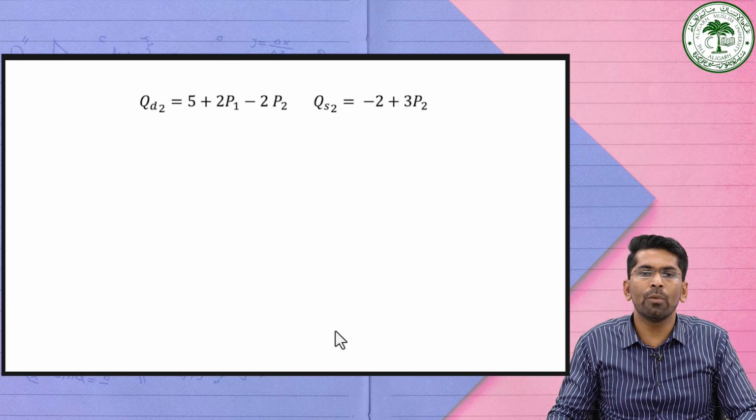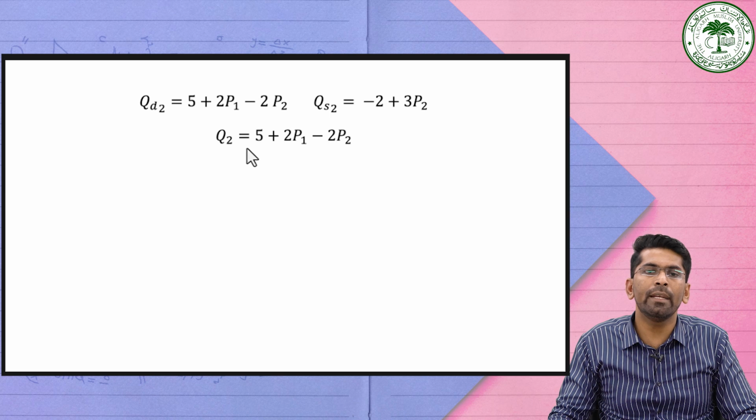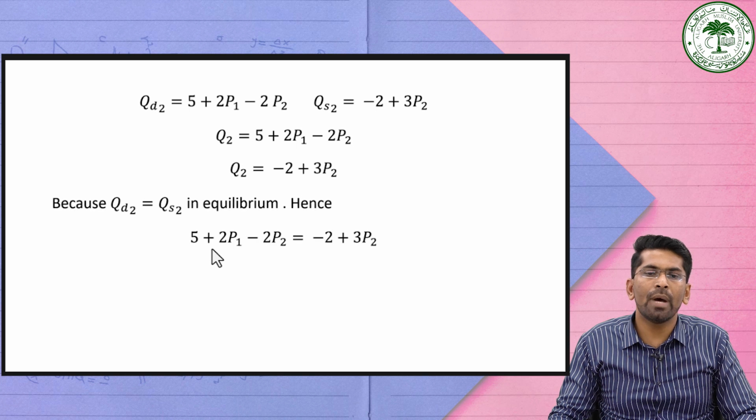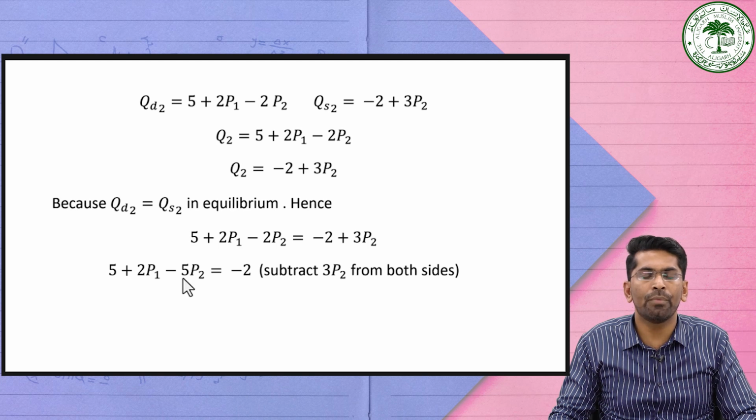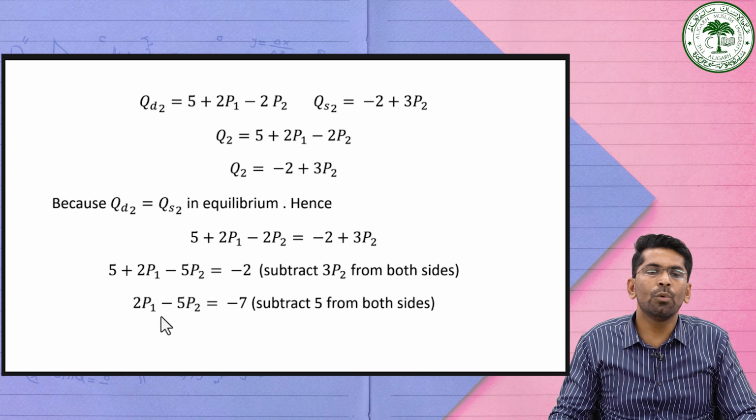Now considering the second equation, QD2 and QS2 are given, and we treat it as Q2. So Q2 is equal to 5 plus 2P1 minus 2P2, which is equal to minus 2 plus 3P2. Equating here, you will get 5 plus 2P1 minus 2P2 equal to minus 2 plus 3P2. Now rearranging, subtracting 3P2 from both sides of the equation, you will get 2P1 minus 5P2, which is equal to 7.